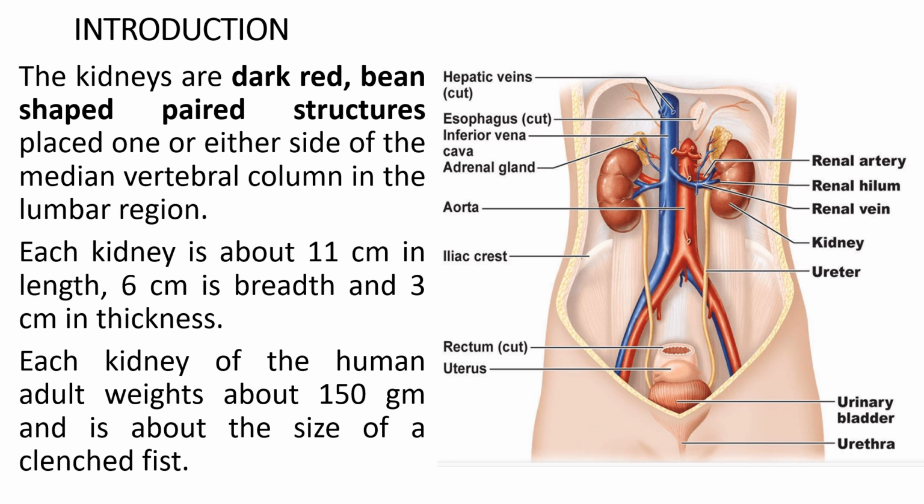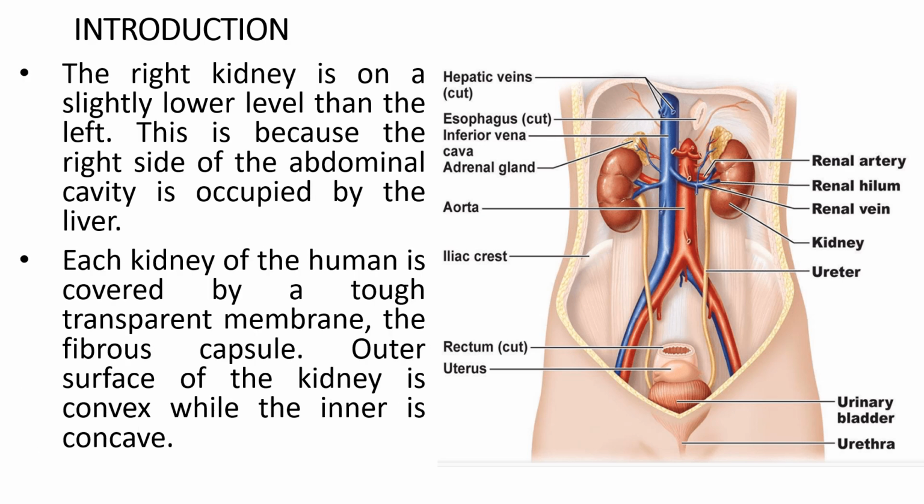The kidneys are indeed a vital organ that plays a crucial role in our overall health, and their unique shape and structure allow them to perform their functions efficiently. The right kidney is slightly lower than the left. This is because the right side of the abdominal cavity is occupied by the liver. Each kidney of the human is covered by a tough transparent membrane, that is, a fibrous capsule. The outer surface of the kidney is convex while the inner surface is concave.